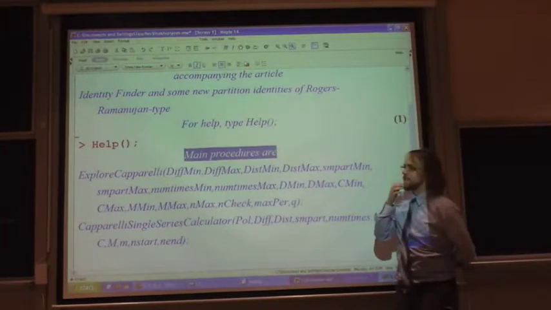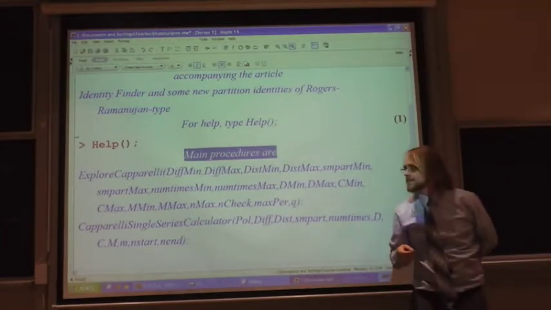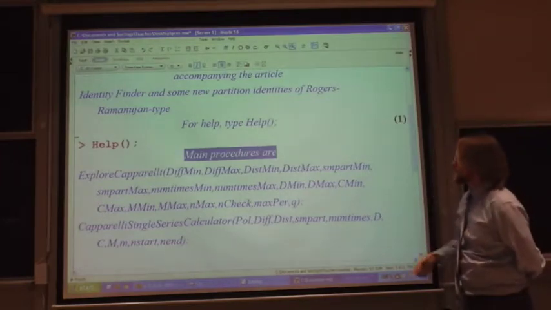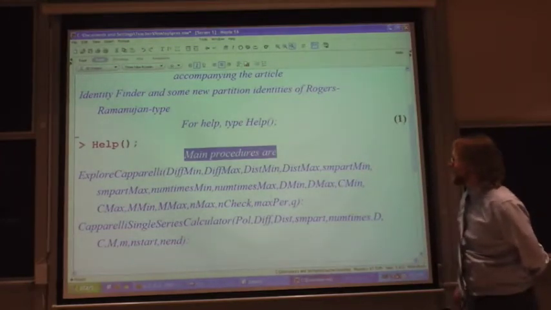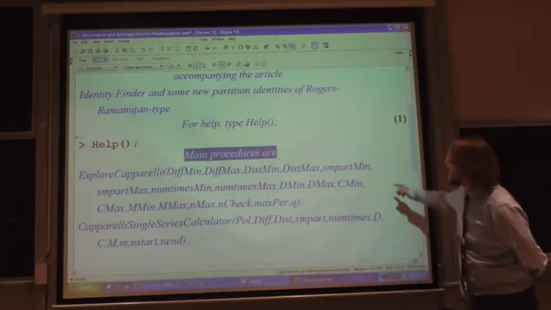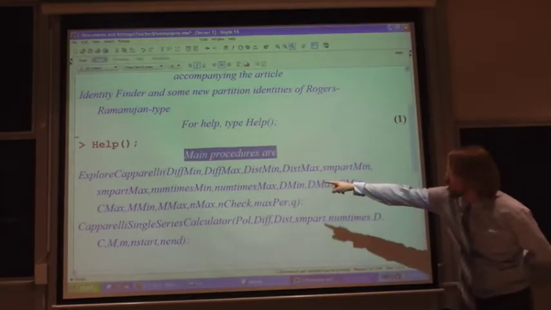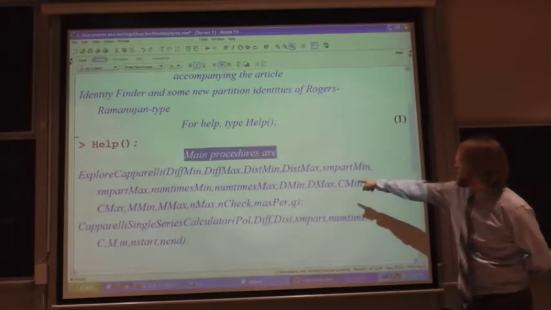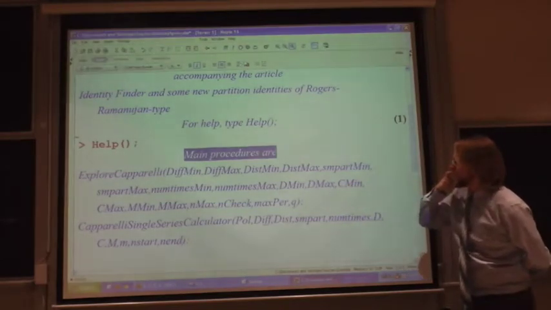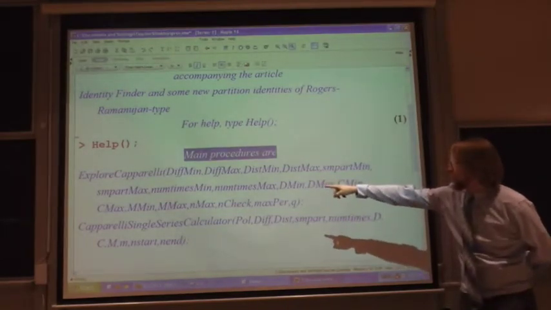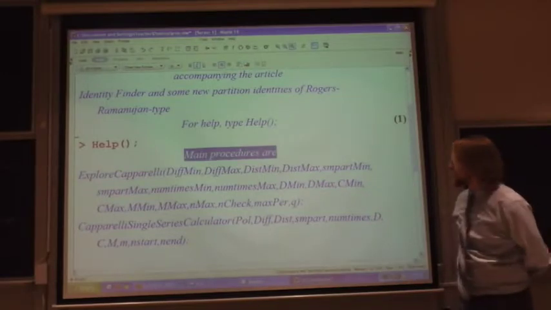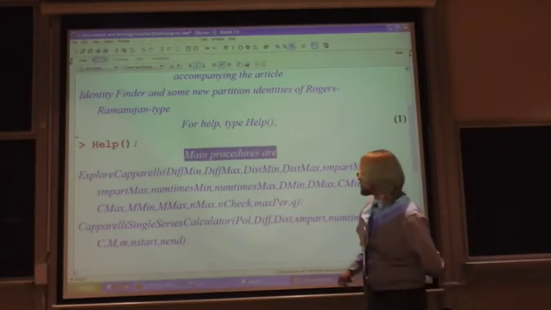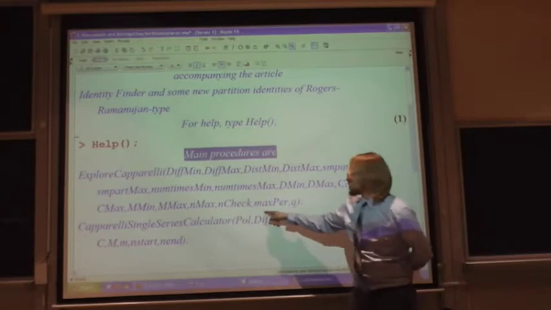It's very nice of you to call it Capparelli. It's very generalized. Yes, Capparelli type. So that is why I'm using Capparelli. So this is exploring identities of Capparelli type. We also have min-max for the smallest part, and then the min-max for all of the parameters down in the congruence conditions, and then these variables down here.